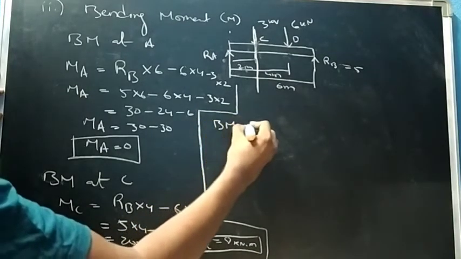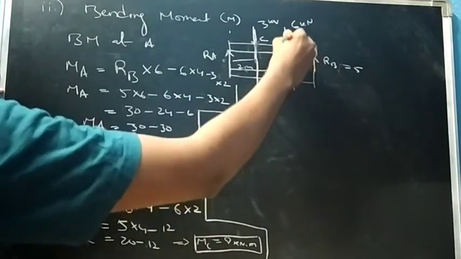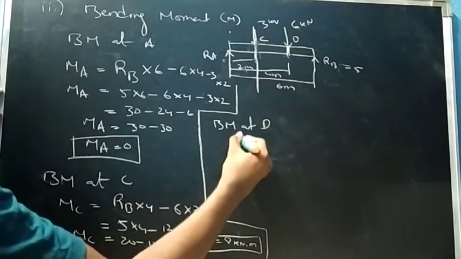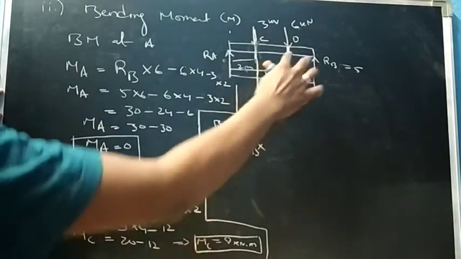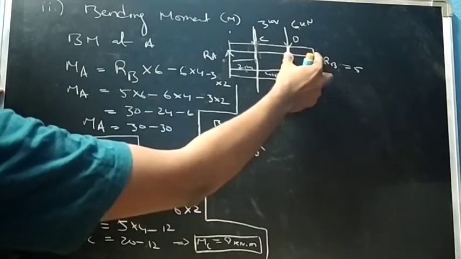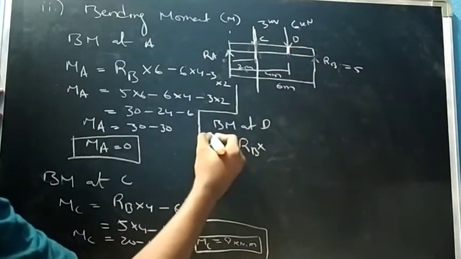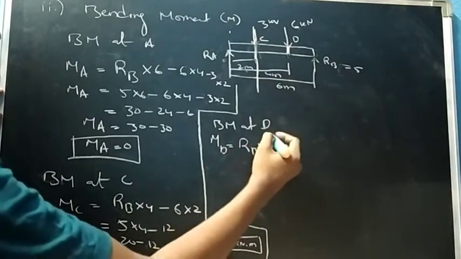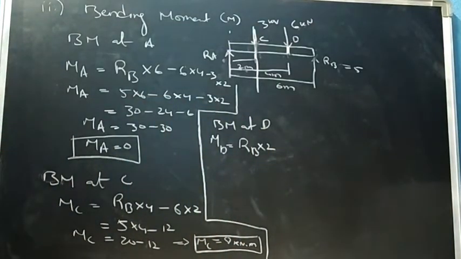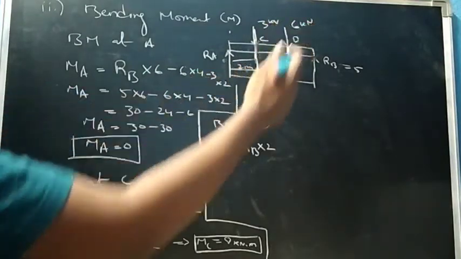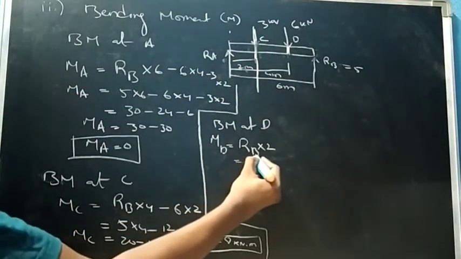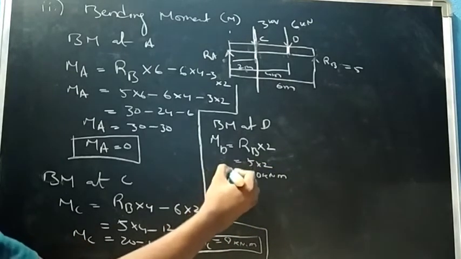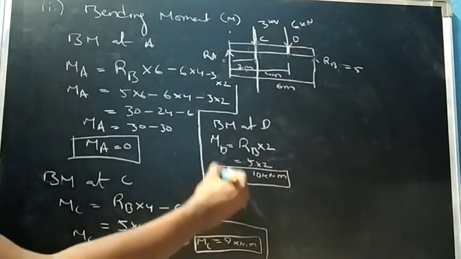Bending moment at D. So here, we are coming from this direction, so the first value will be RB multiplied by the distance. This is 2 meters. So moment at D equals RB multiplied by 2, then we have no other reaction in between that. So RB equals 5, that is 5 multiplied by 2, that is 10 kilonewton meter. So moment at D will be 10 kilonewton meter.